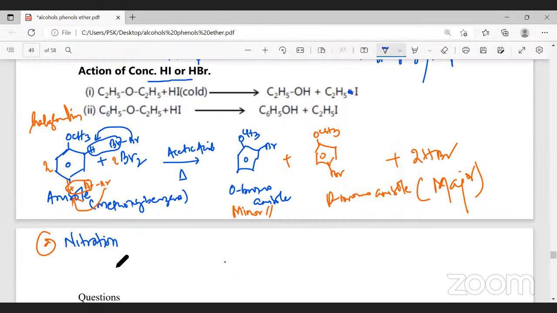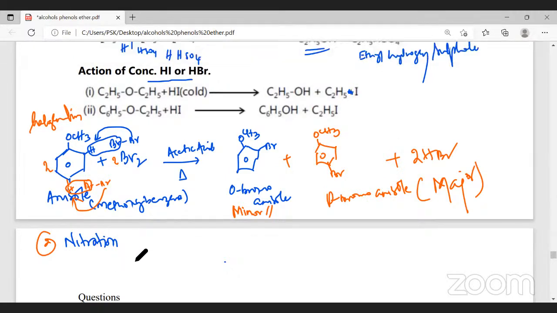Same with anisole. Anisole nitration. So anisole is ortho-para directing. OCH3 is an electron donating group. Now, this is the ortho position. When we say nitration, it is with nitrating mixture, equal volumes of nitric acid and sulfuric acid. Nitric acid, we can write it as OH and NO2.